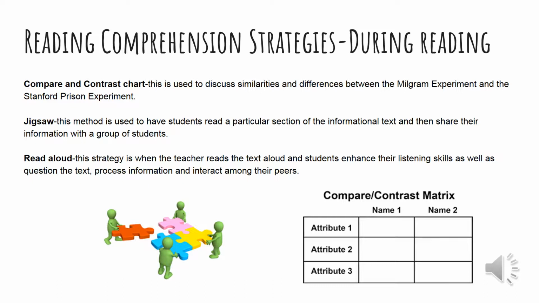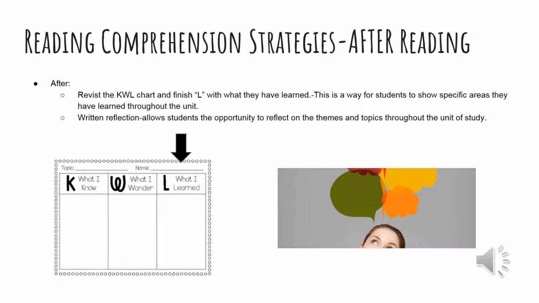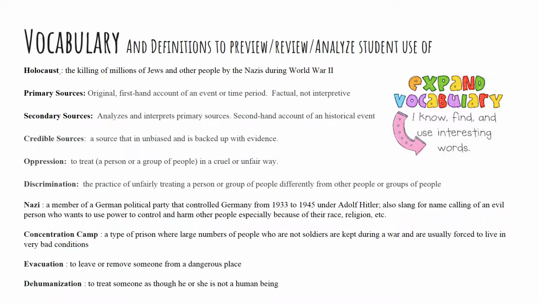When reading the informational text, students will participate in the jigsaw strategy and relay information they have learned to one another. Once we have completed the unit, students will write out some of the key information they have learned in the L column of the KWL chart. Students will use this to write a reflection covering the themes and topics we have studied in the unit.